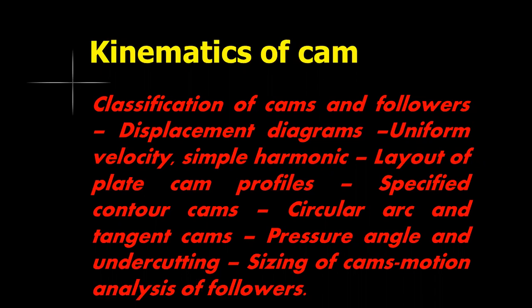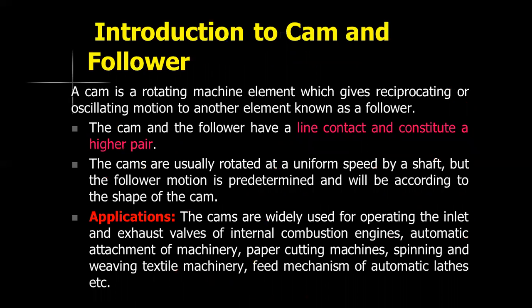In this session, I'm going to explain the classification of cams and followers and the types of motions. That is uniform motion, simple harmonic motion, cycloidal motion, and uniform acceleration and retardation. So these are the 4 types of motions. The follower. Okay. So first, let me introduce: what is cam and follower?